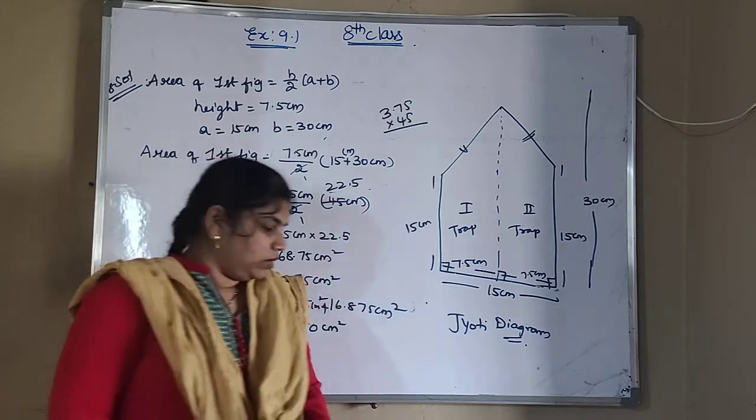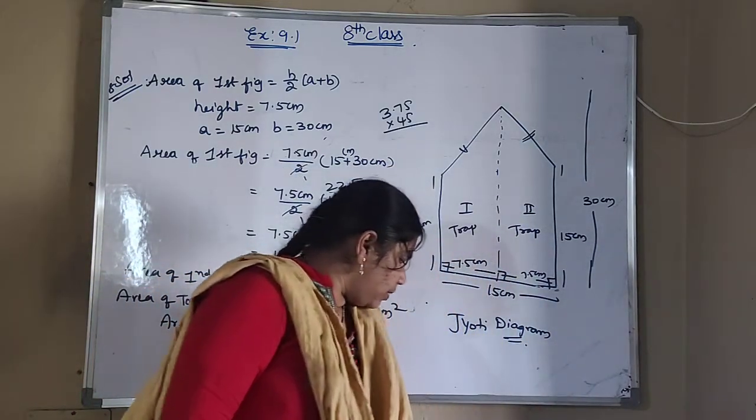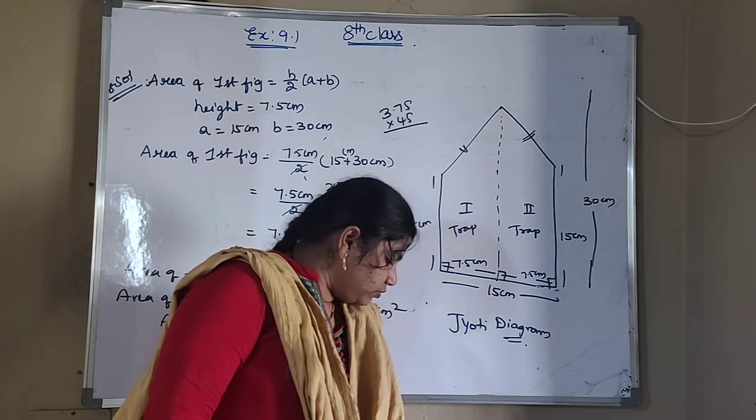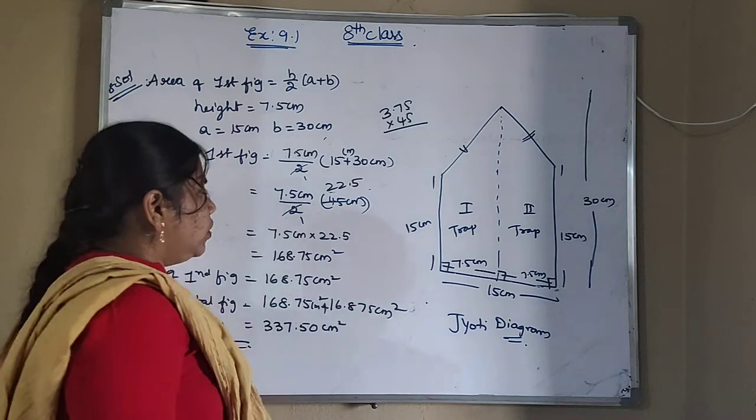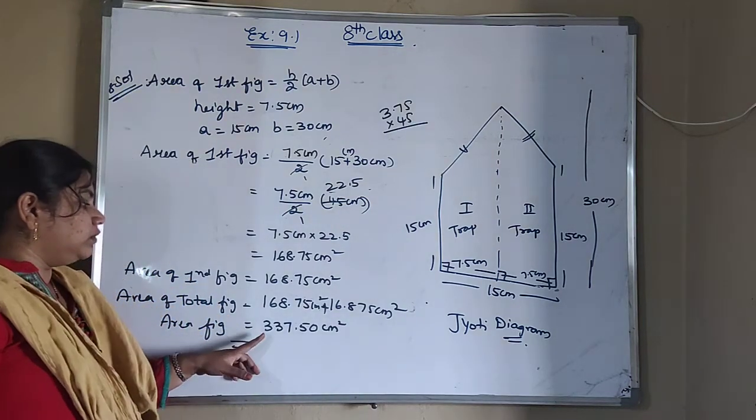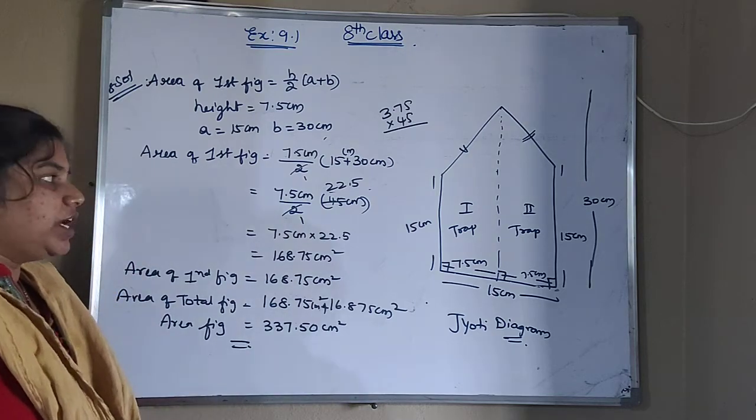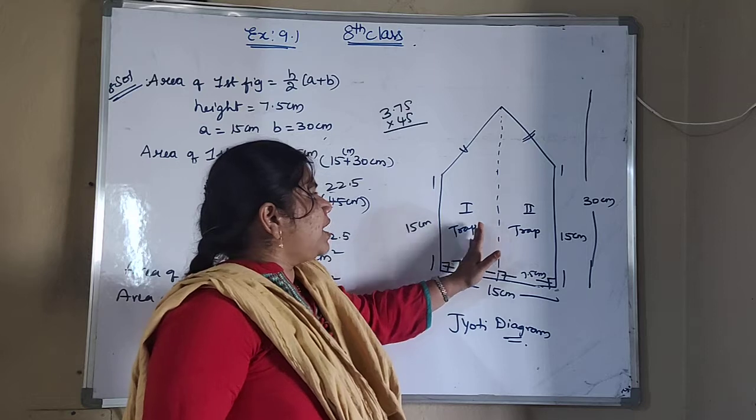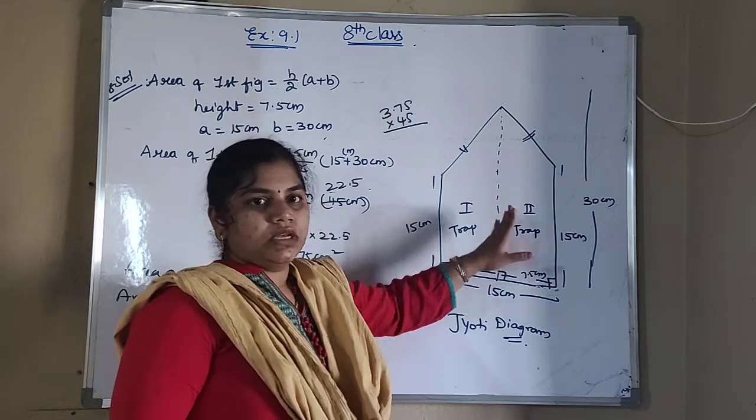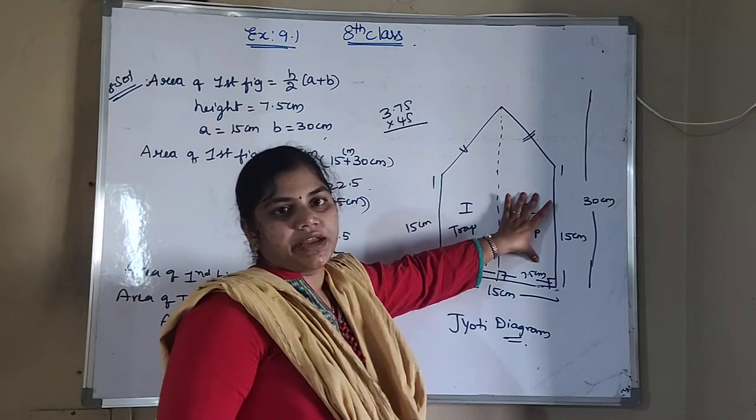So good morning everyone. In the last class we found the area of Jyoti's diagram. Jyoti got the answer as 337.50 centimeters square. How did she find that? She divided this figure in vertical order, so it has been divided into two trapeziums. So, the area of the trapezium of the first figure and the area of the trapezium of the second figure.